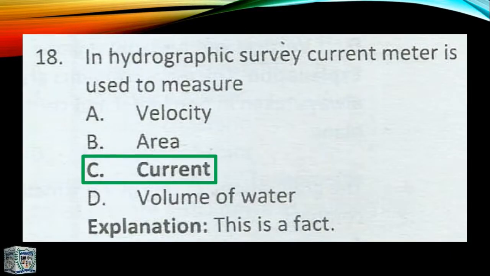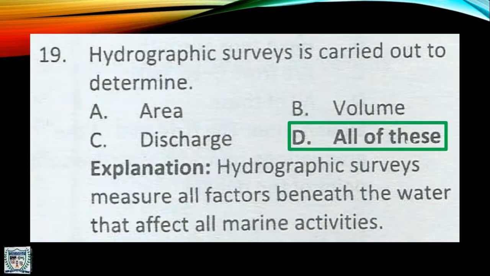Question 18. In hydrographic survey, a current meter is used to measure option C, the current. This is a fact. Question 19. Hydrographic survey is carried out to determine option A, area, option B, volume, and option C, discharge. So all of these options apply, option D. All of these is the right answer. Hydrographic surveys measure all factors beneath the water that affect marine activities.